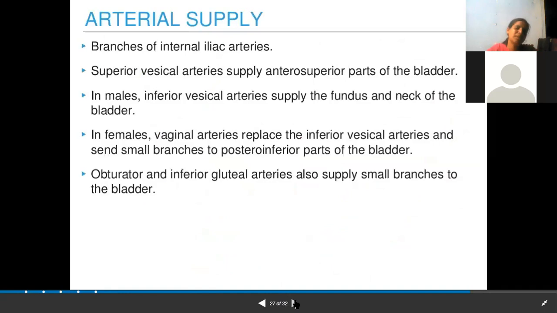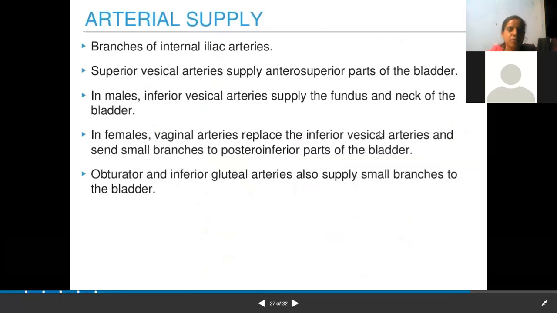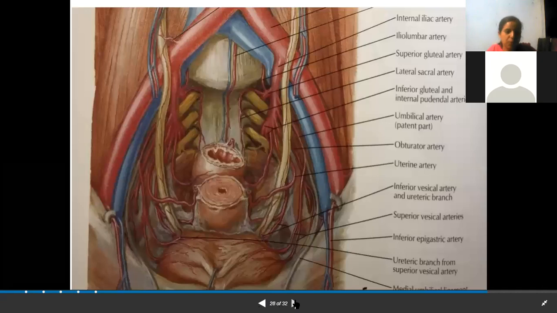Now coming to the blood supply of the urinary bladder, we have vesical arteries. Vesica means the bladder. So just remember, we have superior vesical arteries and inferior vesical arteries. Just these two names are enough. Superior and inferior vesical arteries. You need not go much into detail.